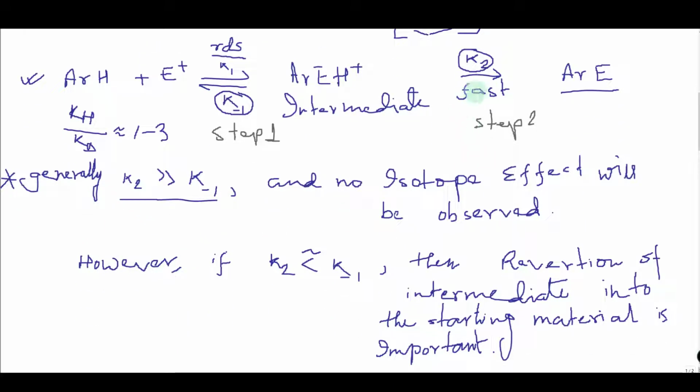However, if k2 is less than or equal to k-1, then interesting things may happen. So if k2 is equal to k-1 or less than k-1, then the decomposition of this intermediate into the product and the reversion of this intermediate into the starting material are almost equal. So in this case, if we replace this hydrogen atom by deuterium, then the value of k2 is further lowered, since this step involves the carbon-hydrogen bond breaking.